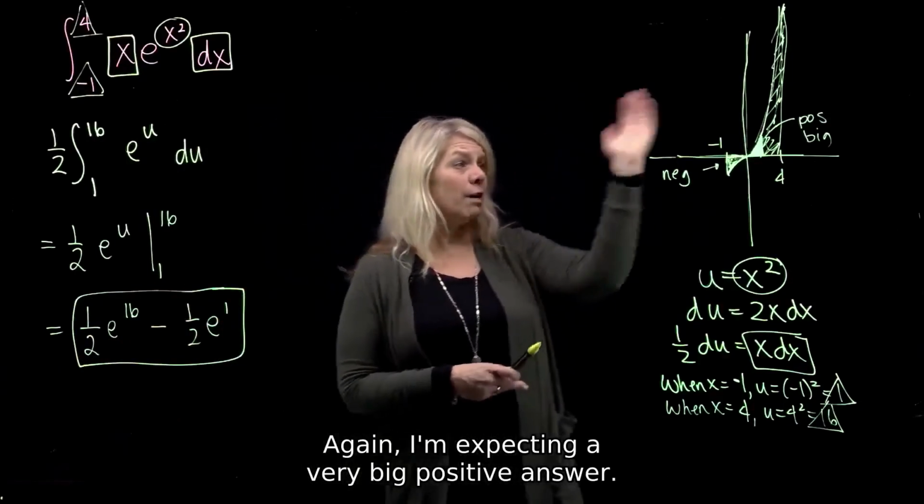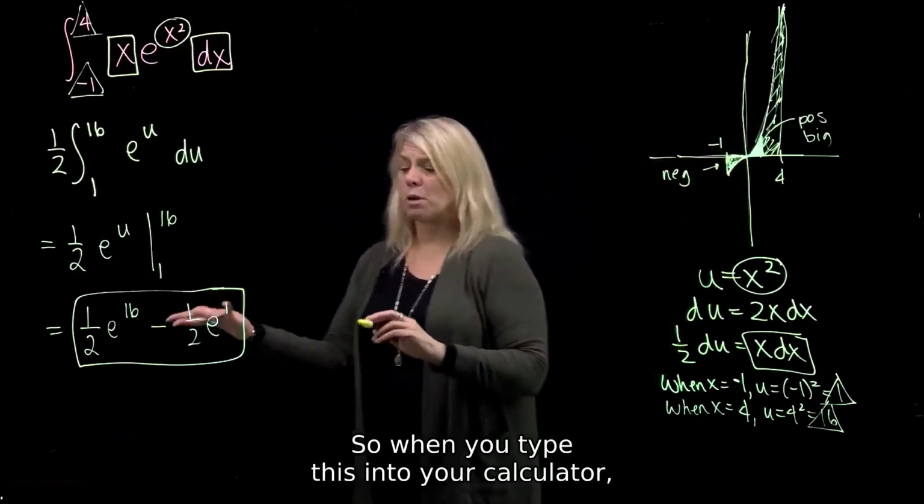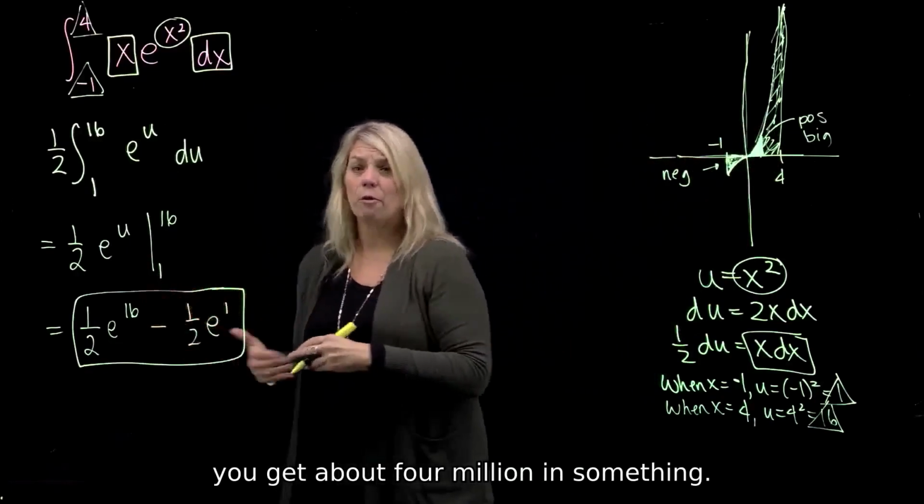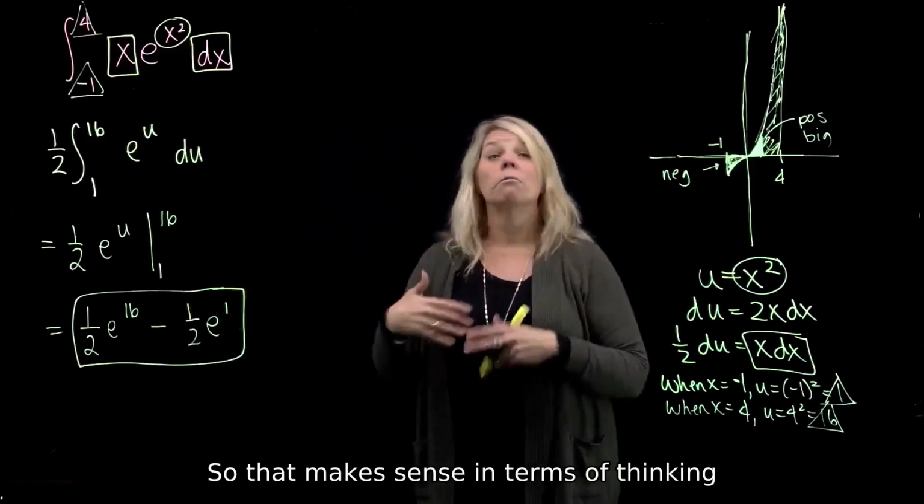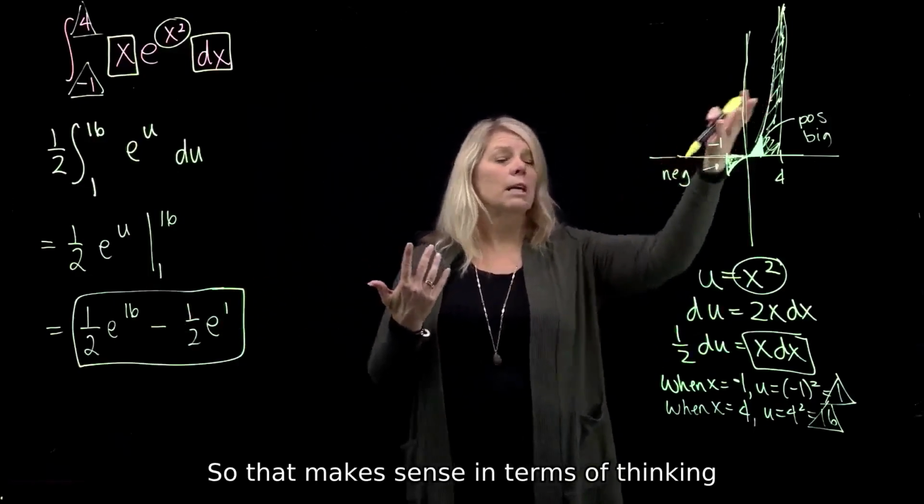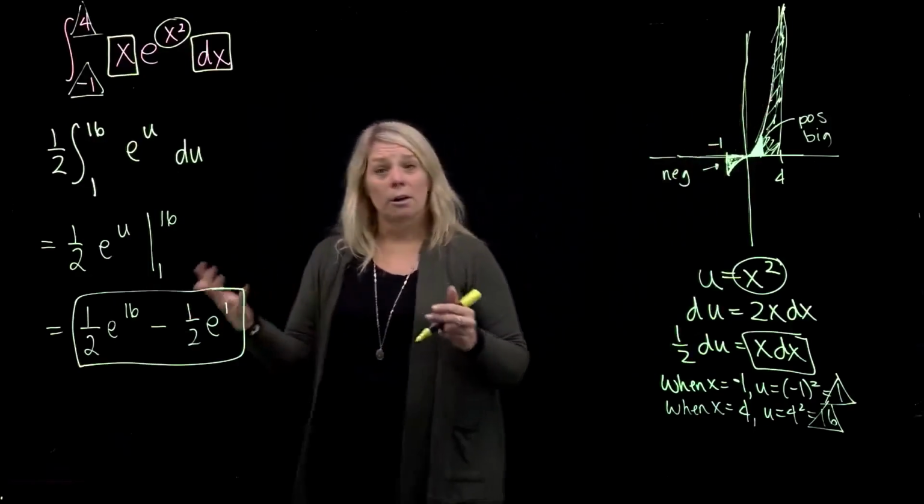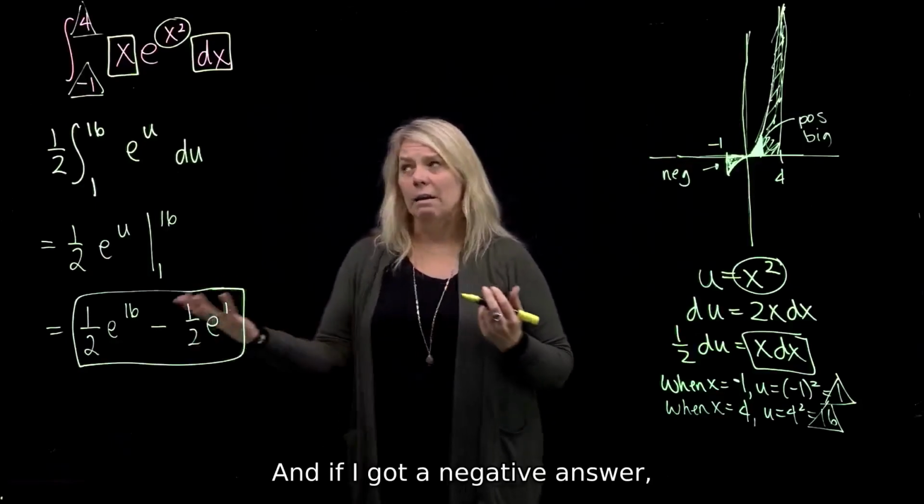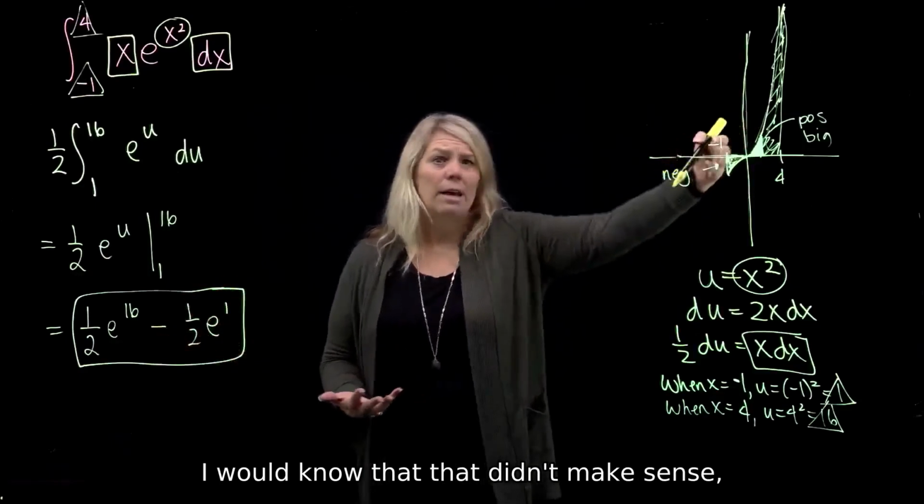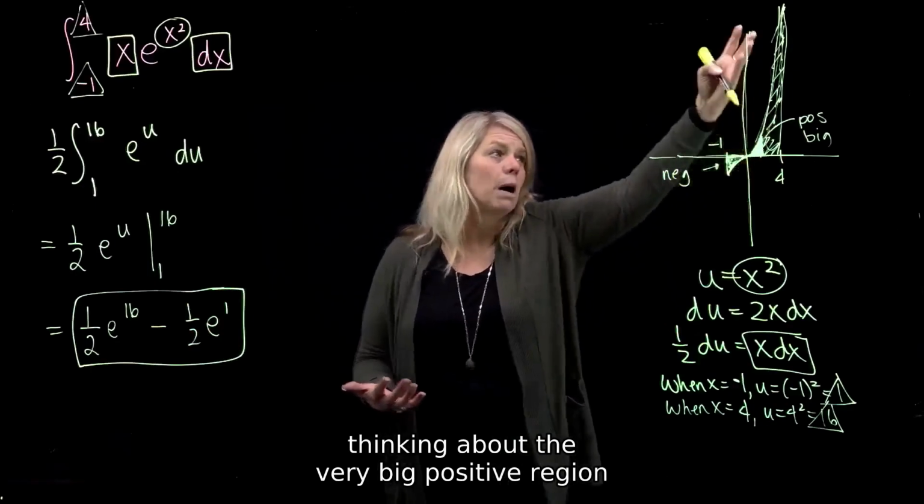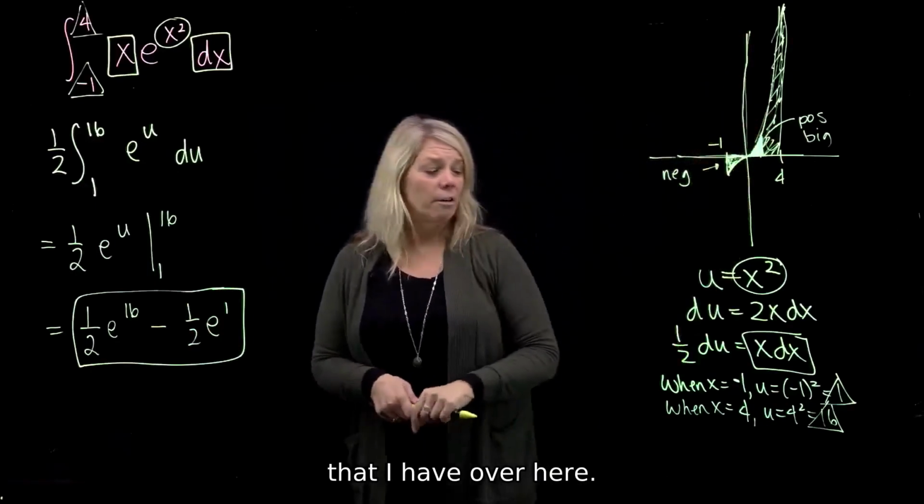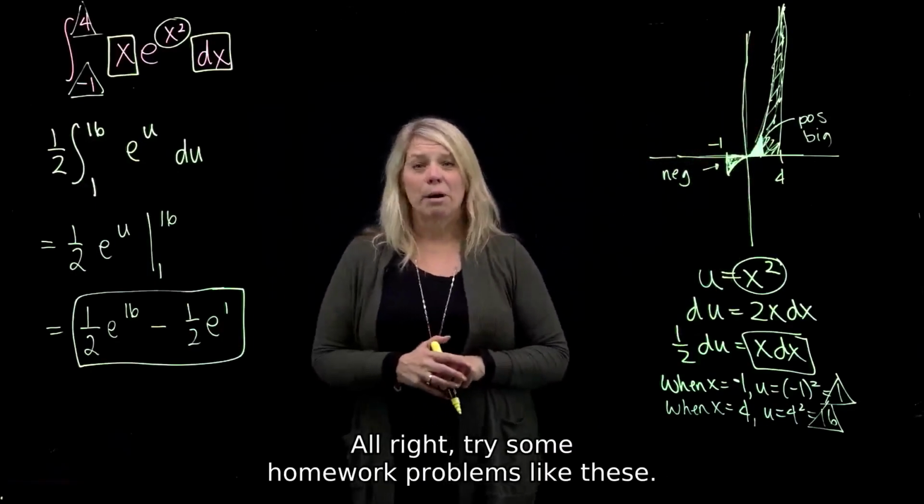Again, I'm expecting a very big positive answer. So when you type this into your calculator, you get about 4 million and something. So that makes sense in terms of thinking about what the picture was. So it makes sense, all right? And if I got a negative answer, I would know that that didn't make sense, thinking about the very big positive region that I have over here. All right, try some homework problems like these.